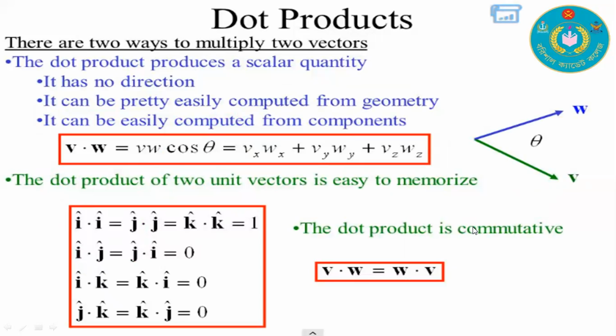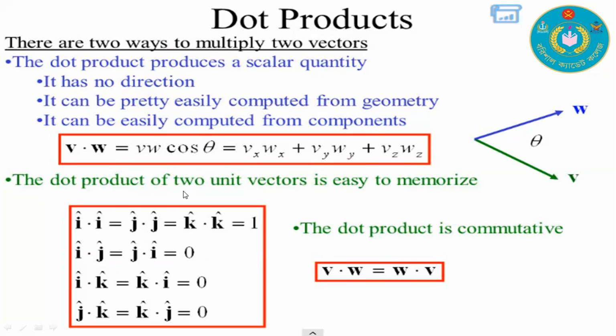For the dot product, there are two ways to multiply two vectors. The dot product produces a scalar quantity. It has no direction. It can be pretty easily computed from geometry. It can also be easily computed from components. Here v dot w is equal to vw cos theta is equal to vx wx plus vy wy plus vz wz.